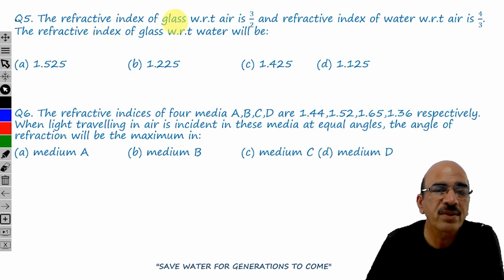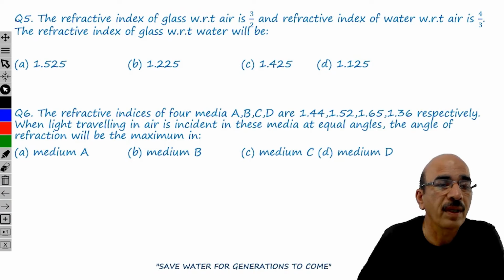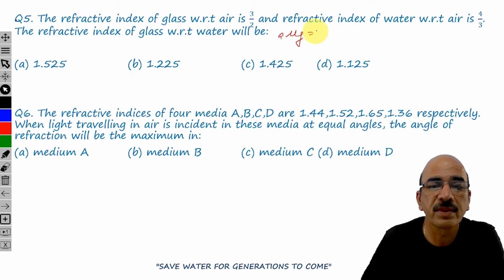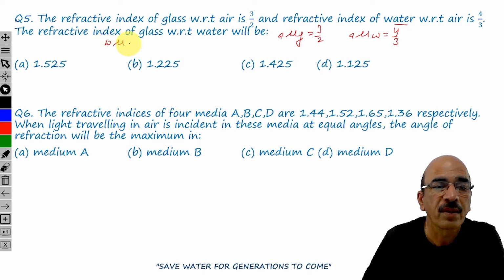Now question number 5. The refractive index of glass with respect to air is given. So this means it is the absolute refractive index of glass. So it will be A mu G is equal to 3/2, and the refractive index of water with respect to air. So this means it is the absolute refractive index of water with respect to air, हमको given है. And what we need to find out? Refractive index of glass with respect to water. So here we shall write down this. Okay, ये हमको find करना है ना.